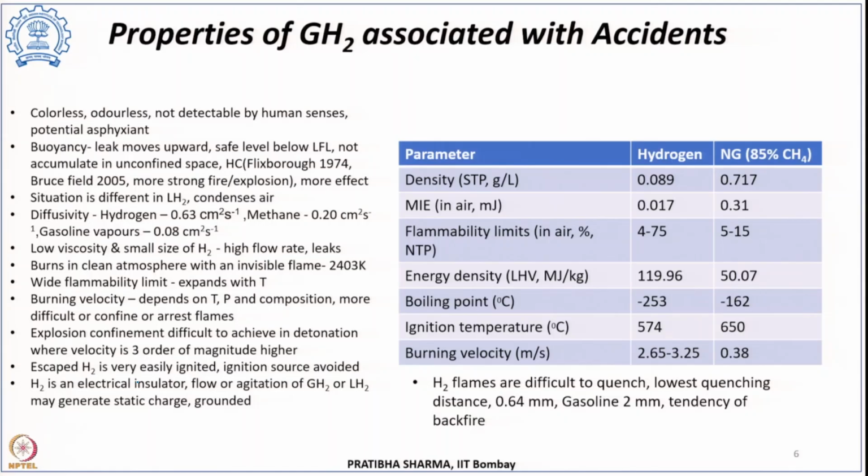I will explain the important thing here. The interesting thing is that when hydrogen burns in clean atmospheric air, I mean a clean environment, you cannot see the flame. It is an invisible flame.